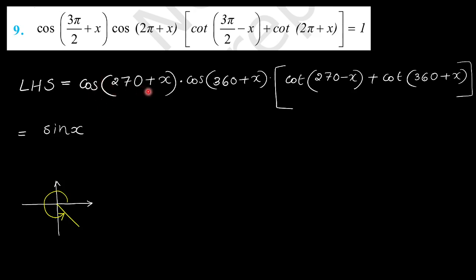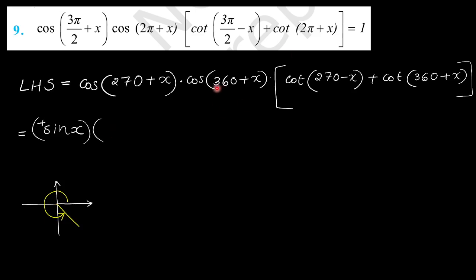Can I read like that? Cos of fourth quadrant will be positive. In the fourth quadrant, cos is positive. Cos of fourth quadrant is what? Positive. So plus sin x.